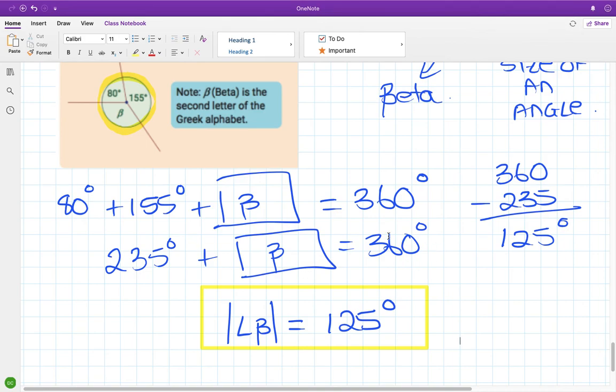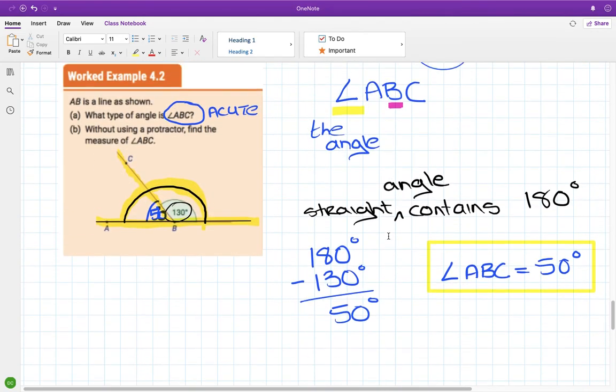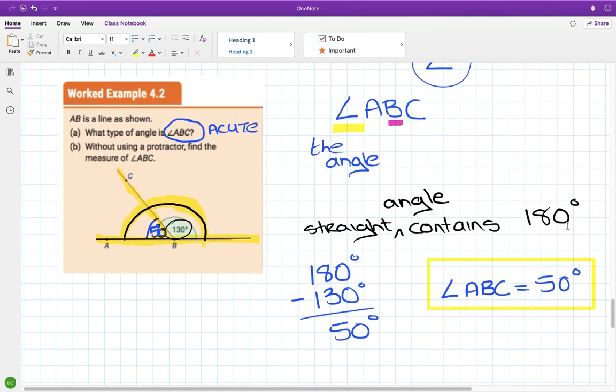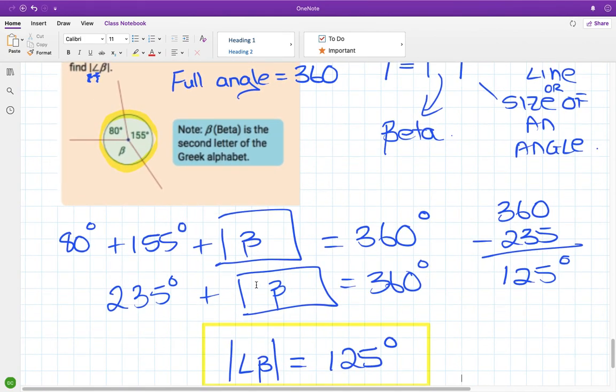Again, please, please don't just give me the answer. With these questions, actually I should have said this, you kind of have to give a reason. Normally when you're asked these in a paper, they ask you for the answer, and then underneath they ask you for a reason or a justification. So you would have to write down, see the way here I have straight angle contains 180, and here I have full angle equals 360. You need to give them your reason. Why am I doing all this down here? Why am I minusing 235 from 360? I'm doing it because I knew a full angle had 360. So make sure you include a justification.